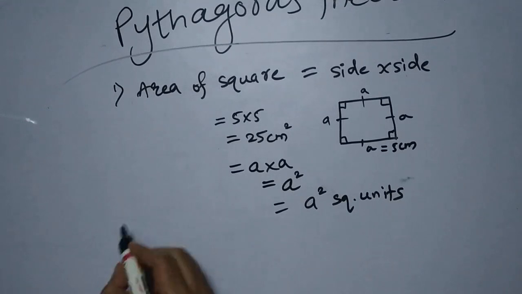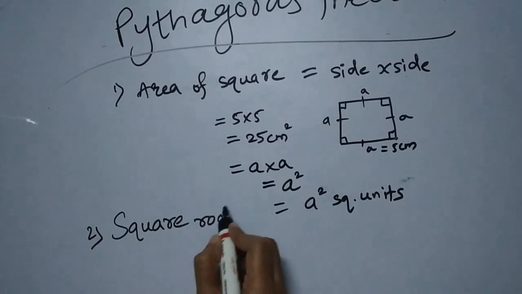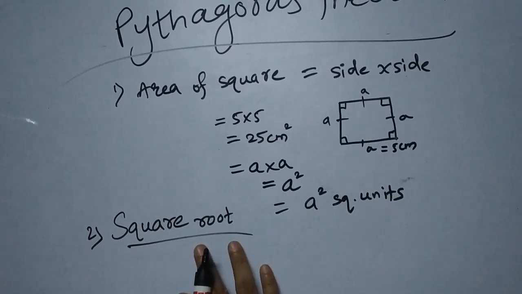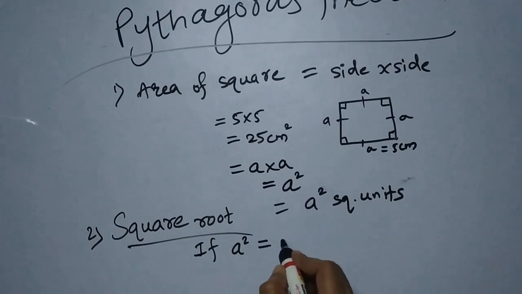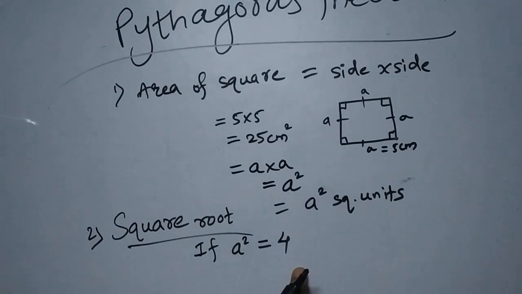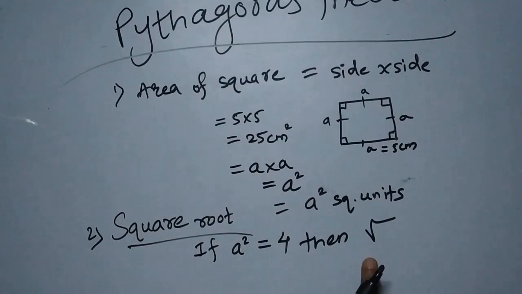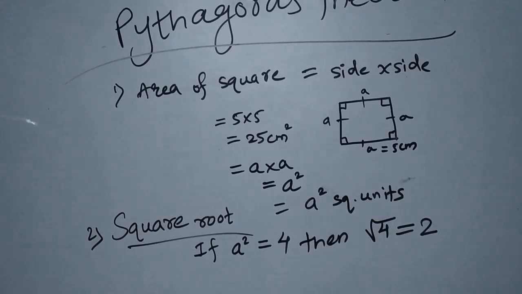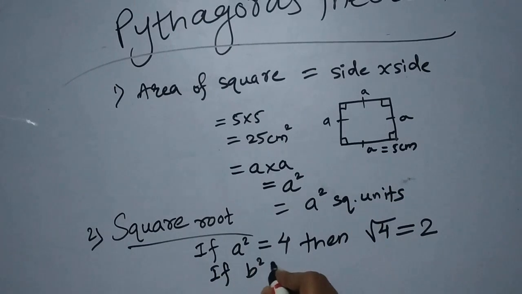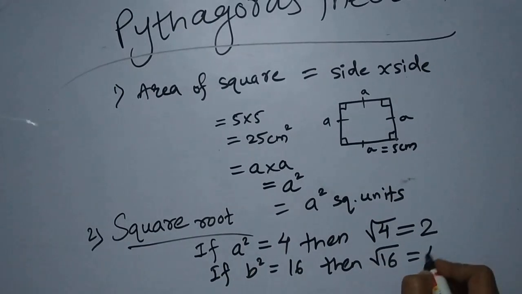Then our next concept is square root. Friends, what is square root? Suppose you have A square as 4. We indicate the square root with this symbol. Then the square root of 4 is what? 2. In the same way, if B square is 16, then its square root is what? 4.